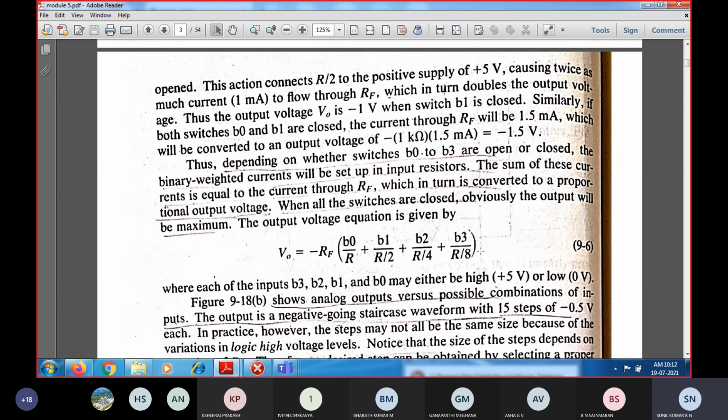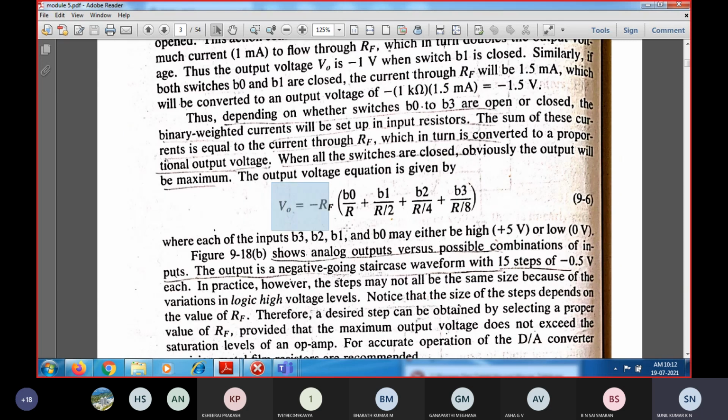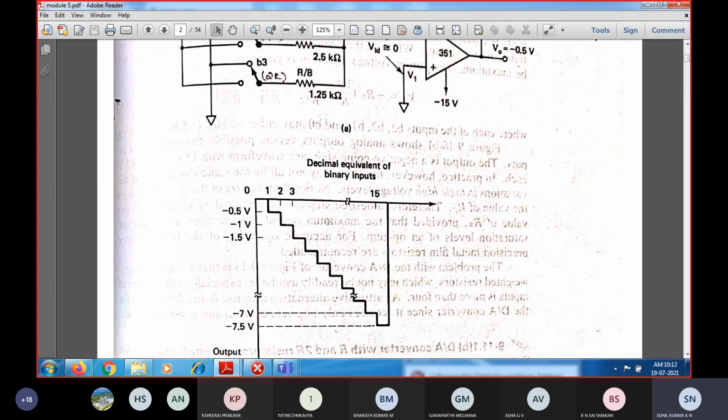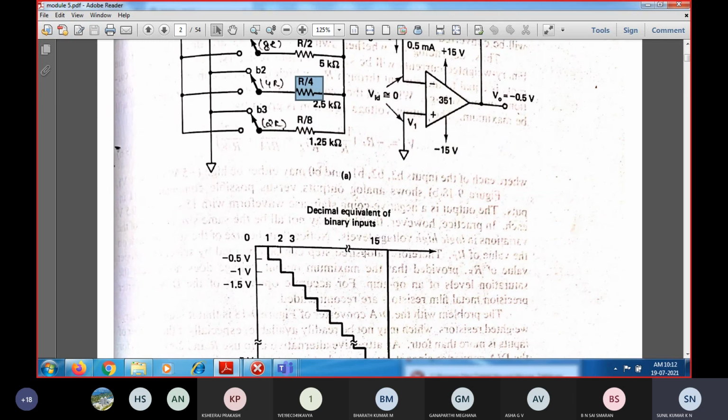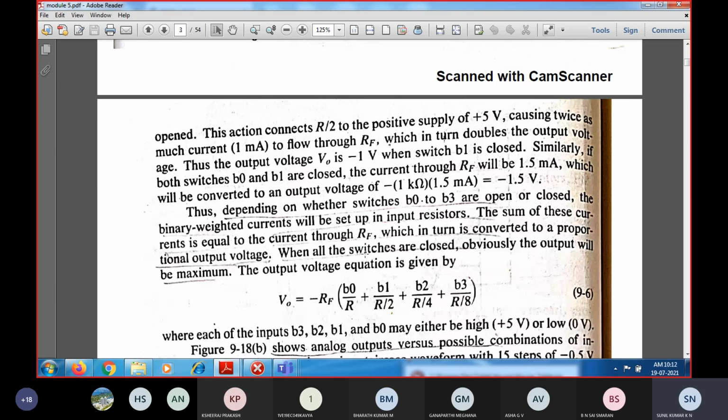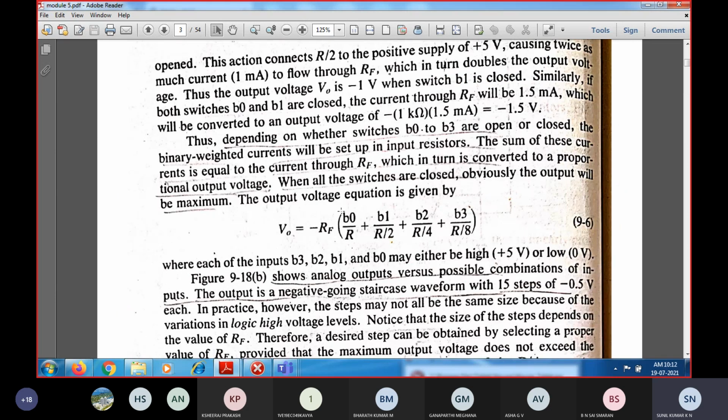Now coming to how you get the output voltage. Since it is an inverting amplifier, you have minus RF divided by R. Since the resistance values differ for each arm, for that corresponding bit position, whenever the bit is 1 or 0, it is given by this sum.